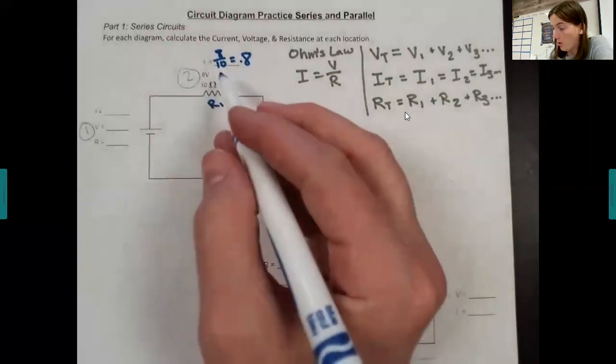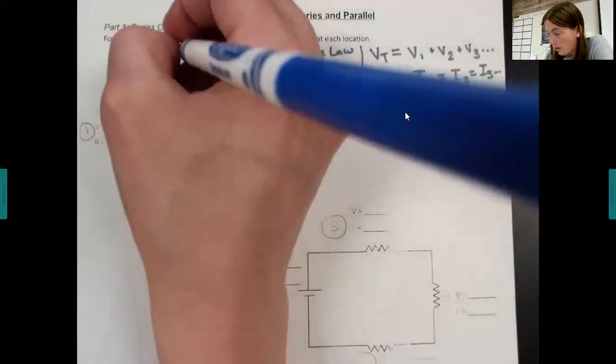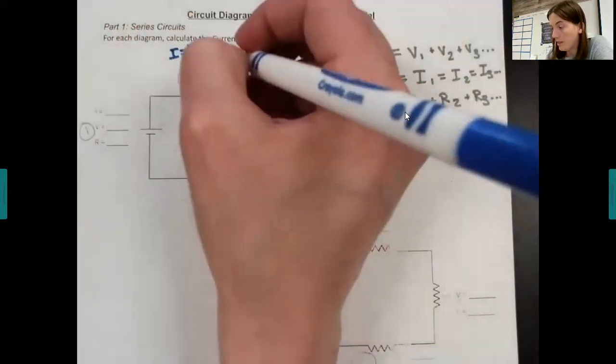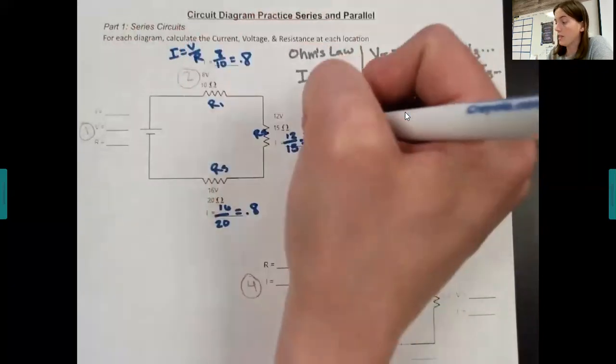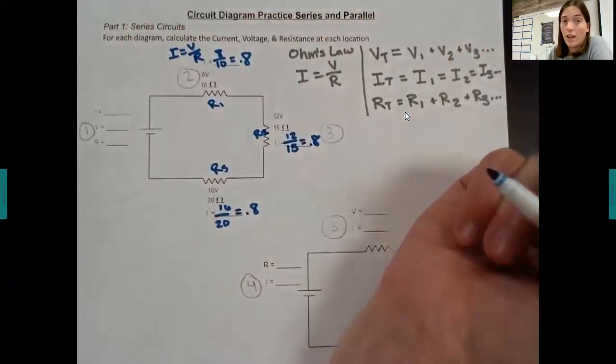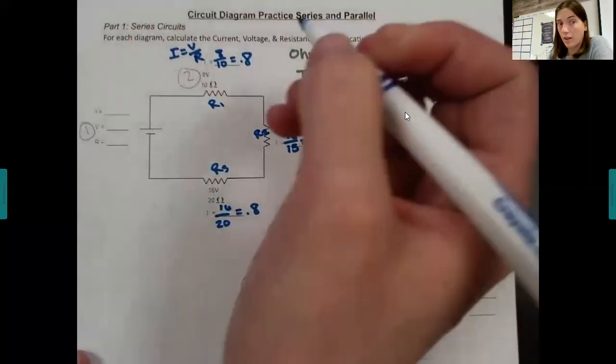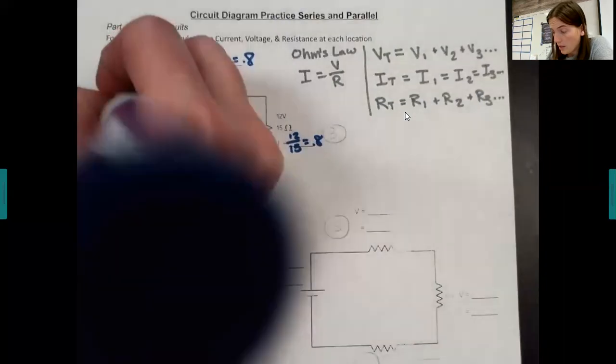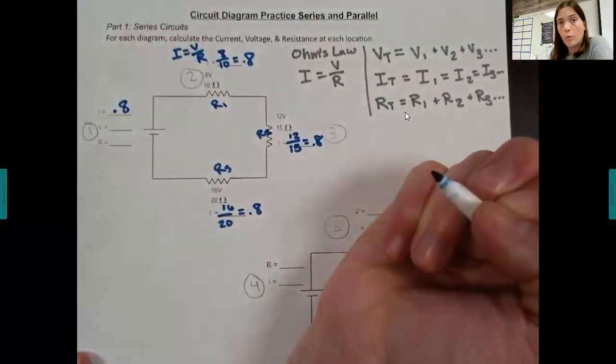So I used Ohm's law, I equals voltage divided by resistance, at each step, and notice how these all came out to the same answer. So when we're trying to figure out number 1's current over here, it is also going to be 0.8.